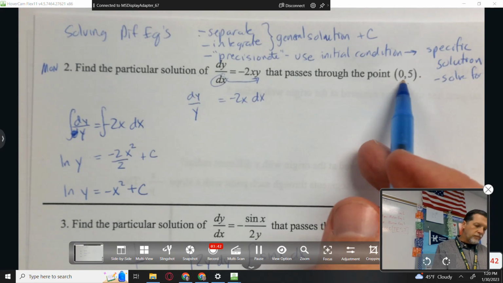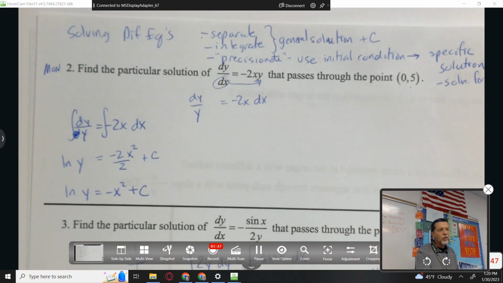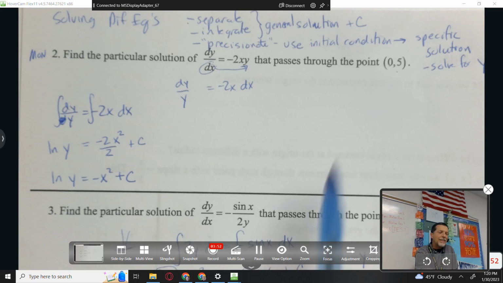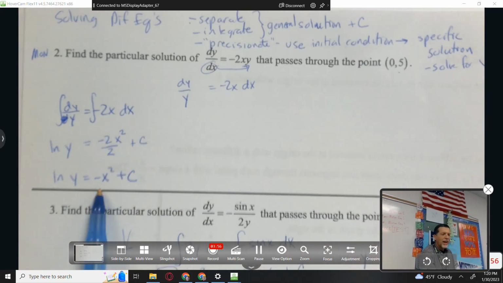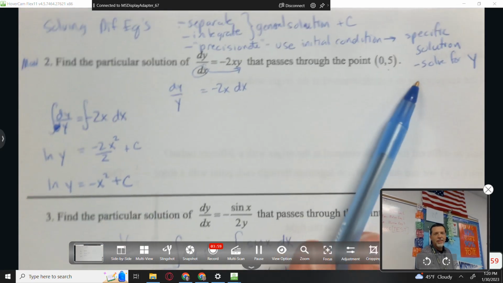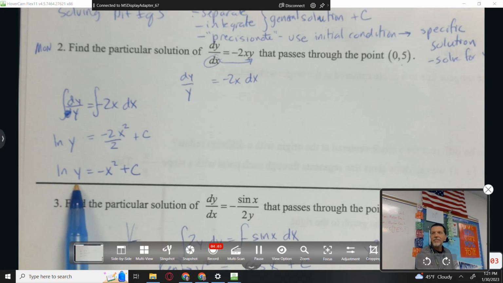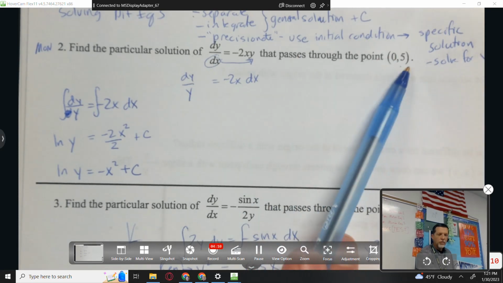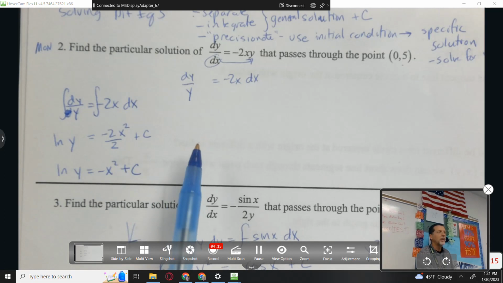So we can use the initial condition first, or we can solve for y first. We have been using the initial condition first. But we're going to solve for y. If you start to plug it in on this one, it doesn't give you nice numbers. If I plug in 5 for y, I get natural log of 5. I don't want to mess with natural log of 5. So let's hold off on the initial condition. Let's solve for y, and maybe it'll be easier later. Hint, it will be easier later.